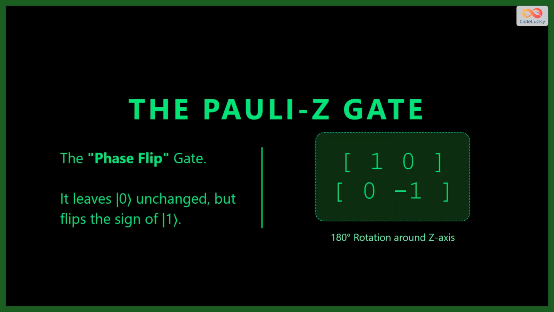Finally, we have the Pauli-Z Gate, known as the phase flip gate. Unlike the others, if your qubit is at 0, the Z gate does nothing. However, if your qubit is at 1, it flips its sign to -1.